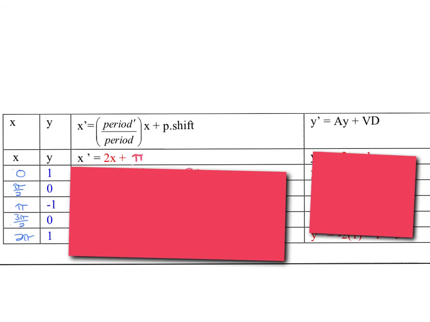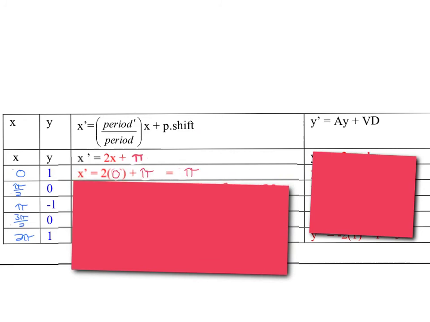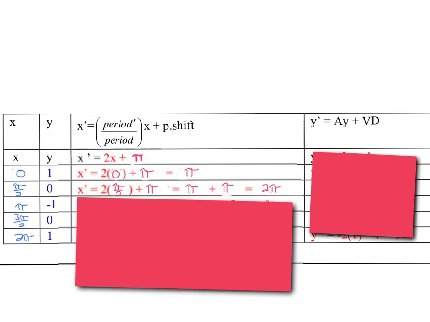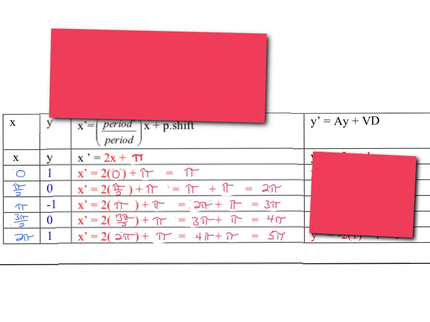So if I take my x values, I'm going to double them and then add pi each time. 2 times 0 plus pi is 0 plus pi, which is pi. 2 times pi over 2 plus pi. 2 times pi over 2 is pi, and then pi plus pi is 2 pi. Then we got 2 times pi plus pi. 2 times pi is 2 pi. 2 pi and a pi is 3 pi. 2 times 3 pi over 2, the 2's cancel, so you get 3 pi plus pi, which is 4 pi. 2 times 2 pi is 4 pi, plus a pi is 5 pi. Got a lot of pi's here.